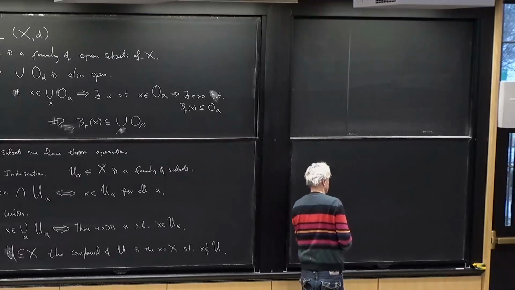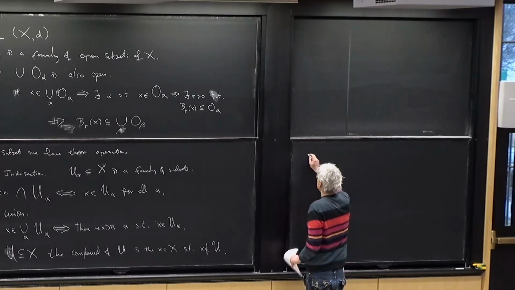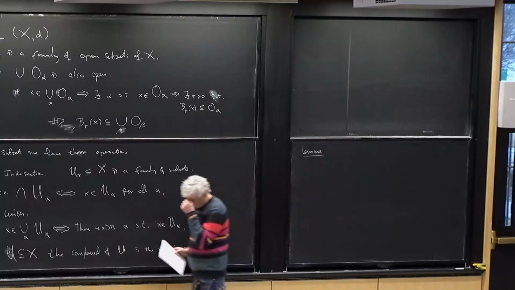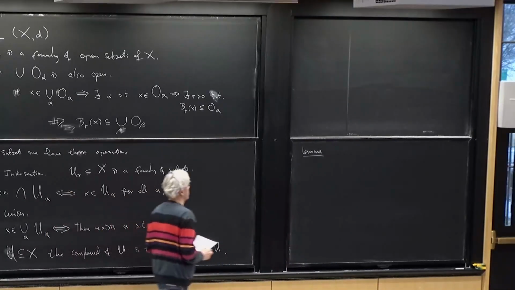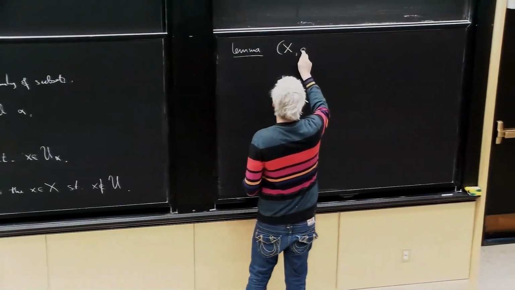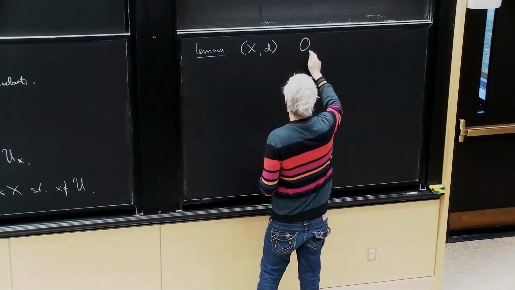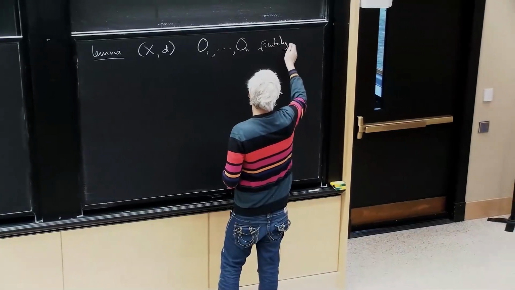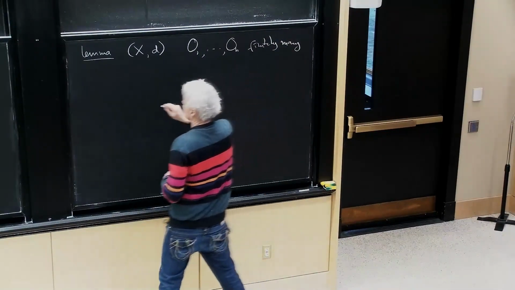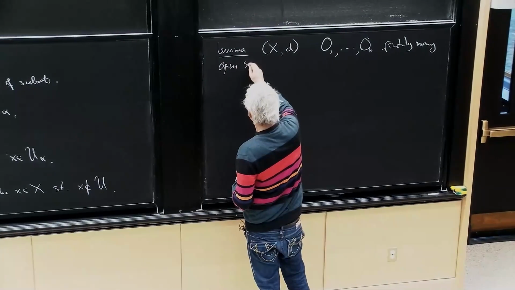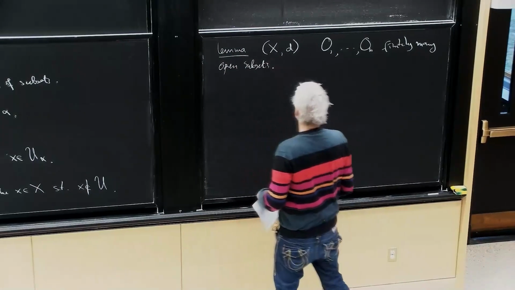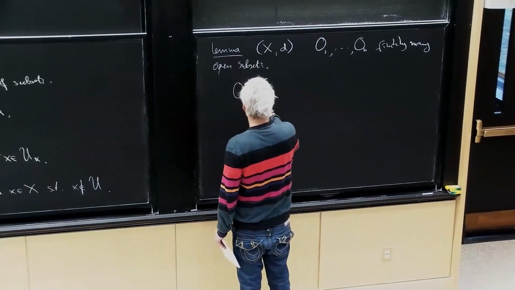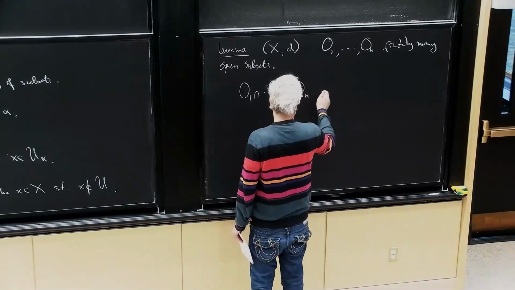The other lemma related to this, and there you have to be careful, is that if you have finitely many, so again you have a metric space, and O_1 up to O_n are finitely many open subsets, then the intersection of these is also open.